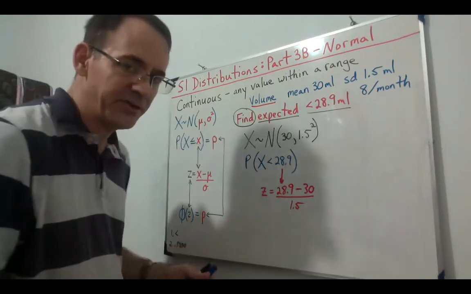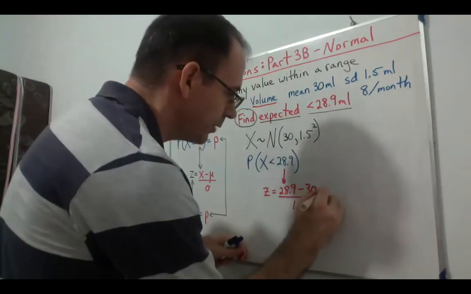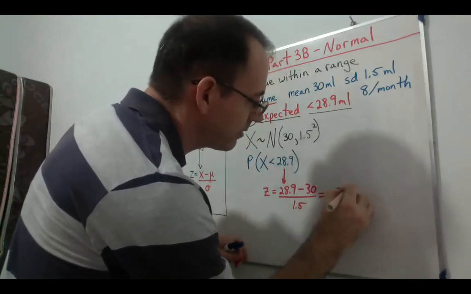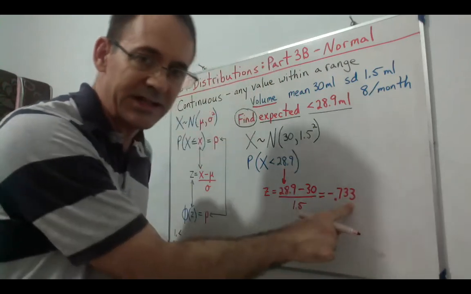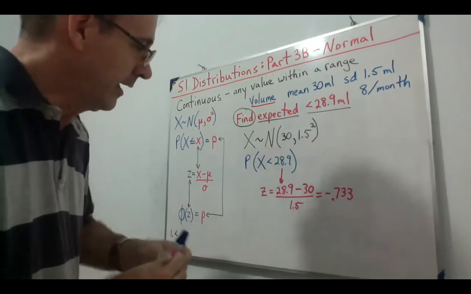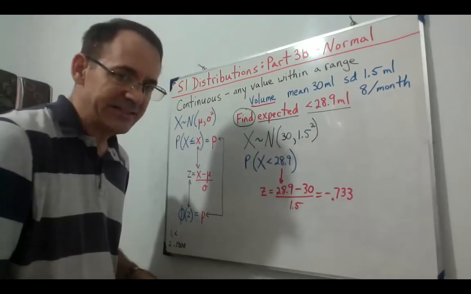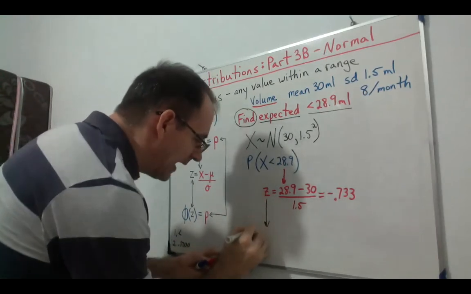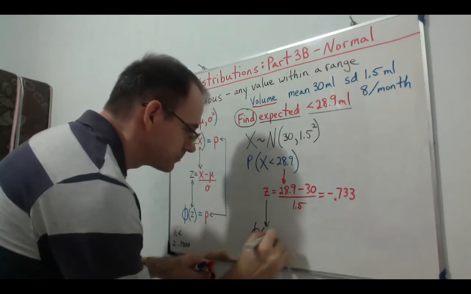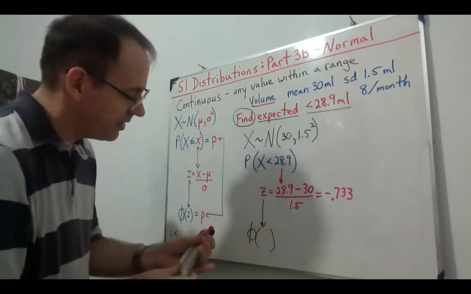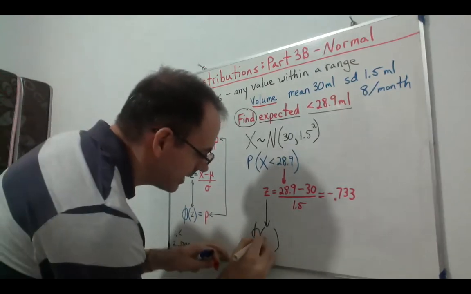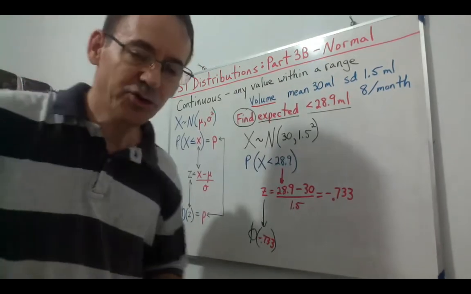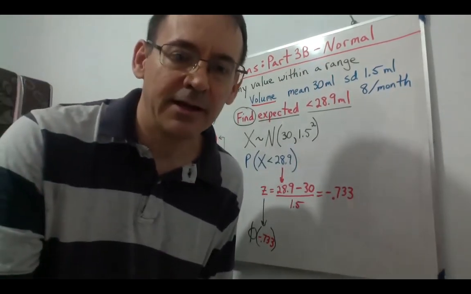And so we get a negative 0.733. Now remember, take your z to 3 decimal places. So we get a negative 0.733, and this one is rounded down because the number after it's also 3. And now we see that it's negative. So we got to take this and put it into our phi z chart. And our z is this negative 0.733. So let's go to our chart.